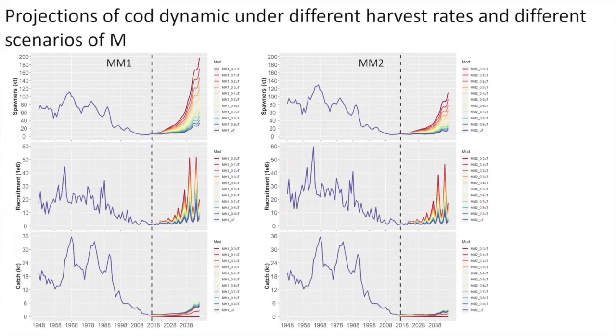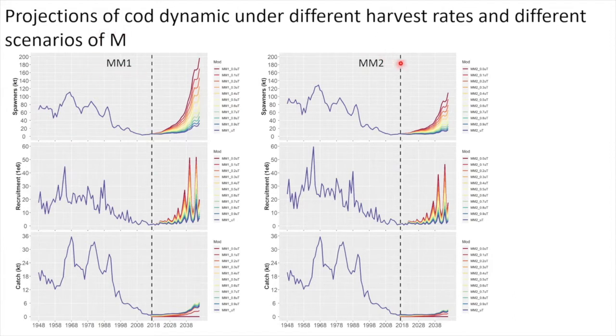I projected the cod dynamic under 11 different harvest rates, and different scenarios of future M. The harvest rates were multipliers of the terminal harvest rate estimated by the BPA models. And the future natural mortality trends were those that I predicted with the linear models and the simulated trends of seals and haddock. So these are the models where time-varying natural mortality was estimated as annual multipliers. Here the black lines separate the historical prediction from the BPA models from the projections.